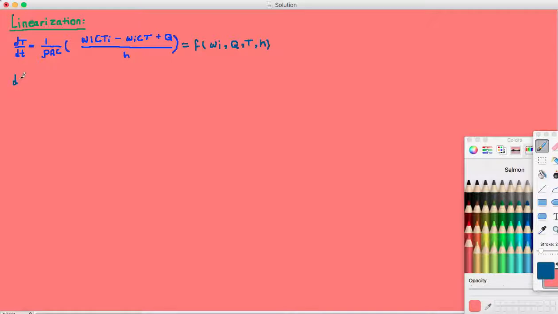Knowing that, and also considering the Taylor expansion, we can write dT/dt is almost equal to f at a steady state, so all variables at a steady state we will show with bar. Omega I bar, q bar means q at a steady state, T bar, T at a steady state, and elevation at a steady state, plus the first derivative of the function based on omega I at a steady state point, multiplied by omega I minus omega I bar.